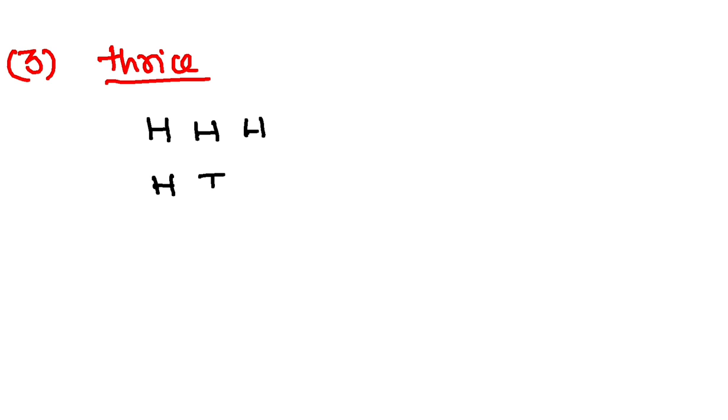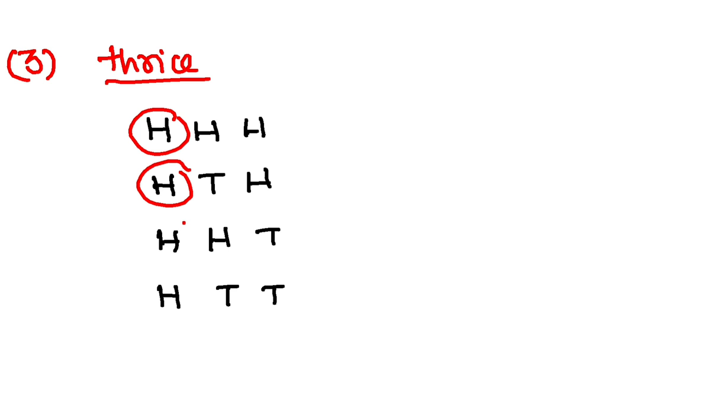The third case is, of course, if I toss the coin thrice. So now, my possible outcomes can be head, head, head; head, tail, head; head, head, tail; and then head, tail, tail. So what I'm doing is keeping this first coin fixed as head, but in the first coin there can be tail also, right? Now I'll replace this by tail.